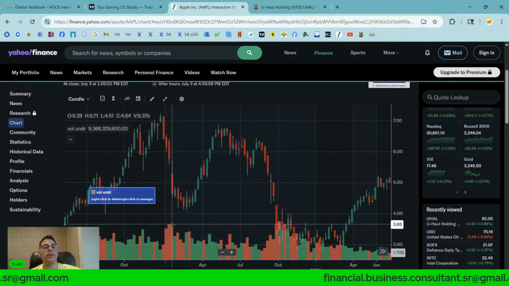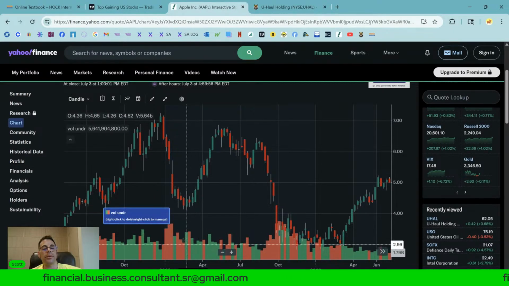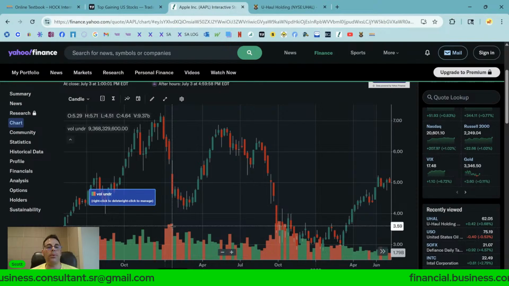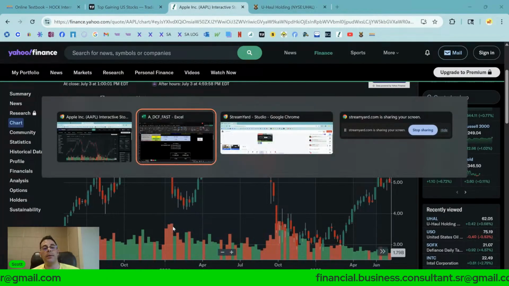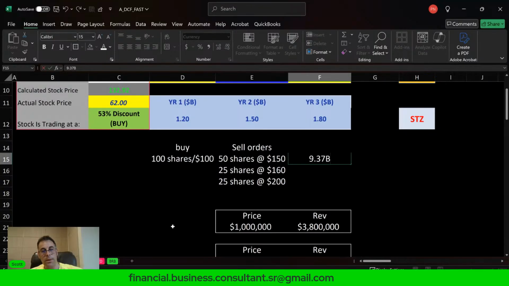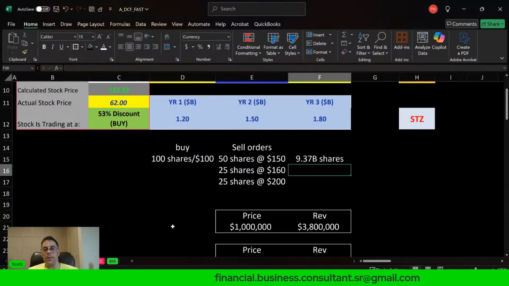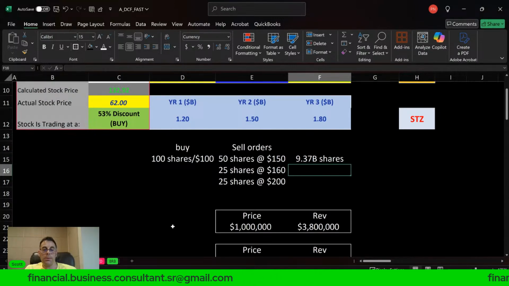You can see in the top left of the screen, the volume was 9.37 billion. That's a lot of volume. That's the peak volume, 9.37 billion shares. Every time one share sells, there's a buyer on the other side, and every time someone buys stock, there's a seller. So it's always a one-to-one relationship.